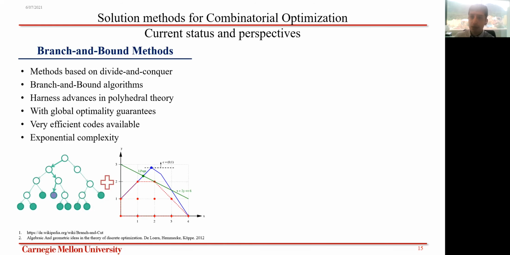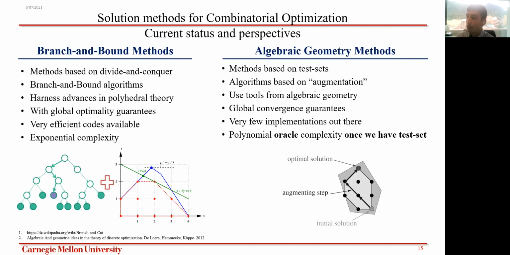I showed the left part of this plot earlier, where we have the branch and bound methods and these classical methods. And I would like to show now other kinds of classical methods that might not have been as popular as branch and bound methods, which are the algebraic geometry methods. These methods are based on test sets, and its algorithms are based on augmentation, basically where you have an initial solution, and instead of relying on the continuous relaxation of your discrete problem, you are going to hop on the integer lattice in order to find the optimal solution. These techniques use tools from algebraic geometry, and they also have these global convergence guarantees for a subclass of MINLP.